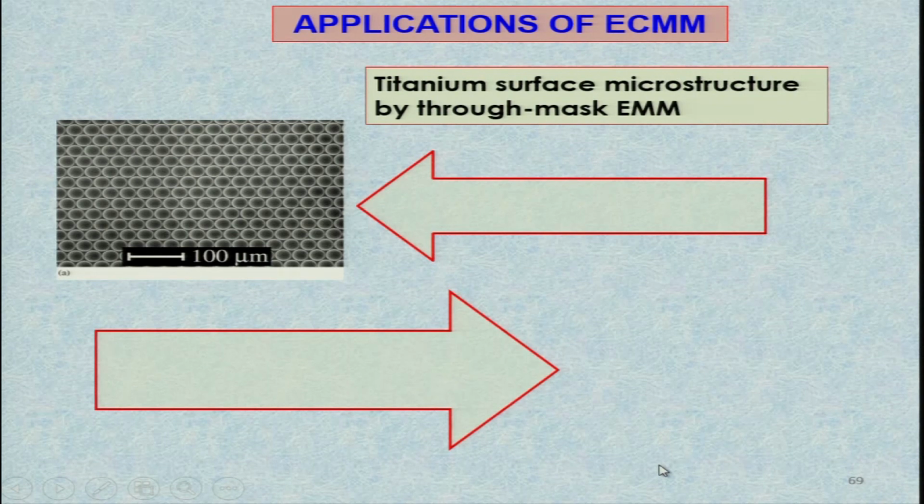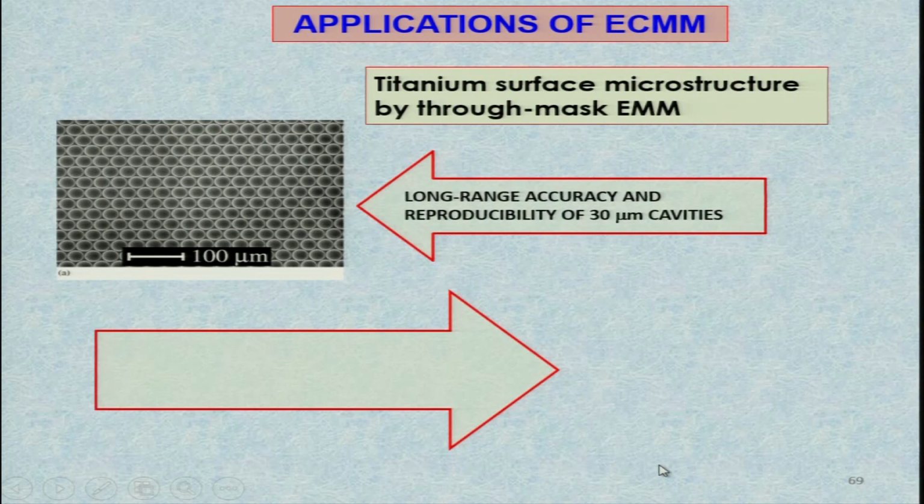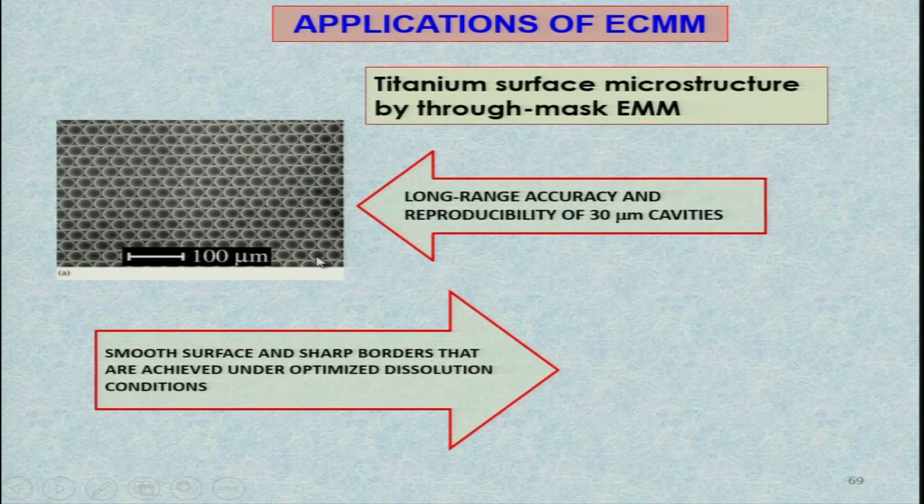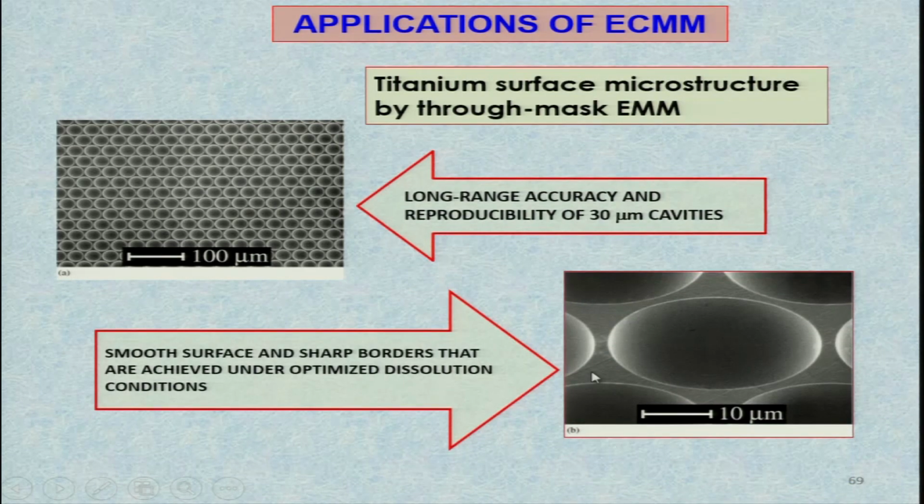Now, you can see titanium surface microstructure by through mask electrochemical micromachining produced long range accuracy and reproducibility of 30 micrometer cavities. The diameter of these cavities is 30 micrometer, and you can have another enlarged view of these cavities over here, and you can clearly appreciate how smooth a surface you have obtained inside the cavities.